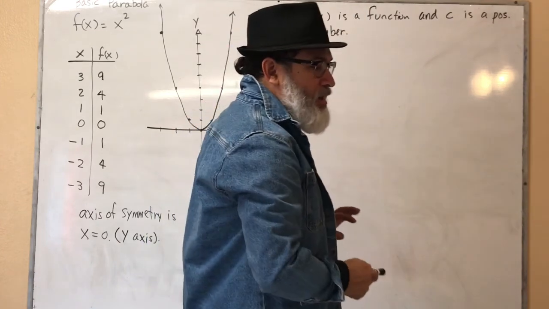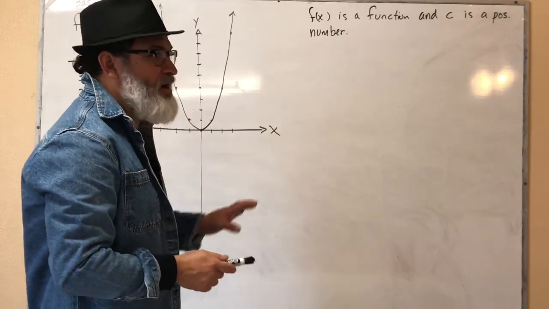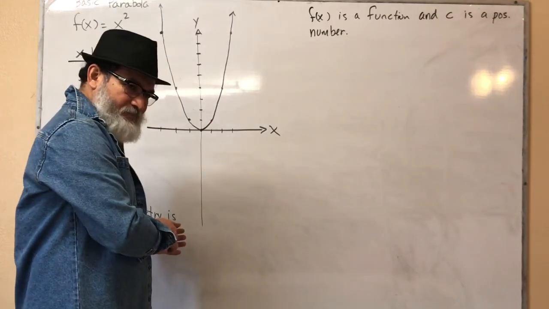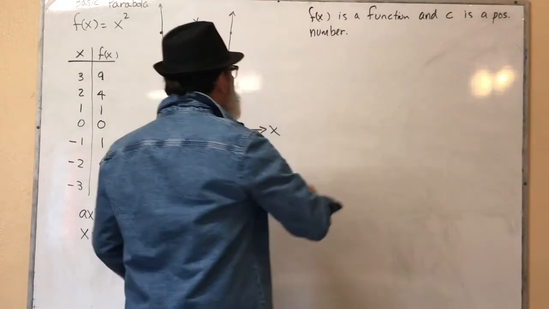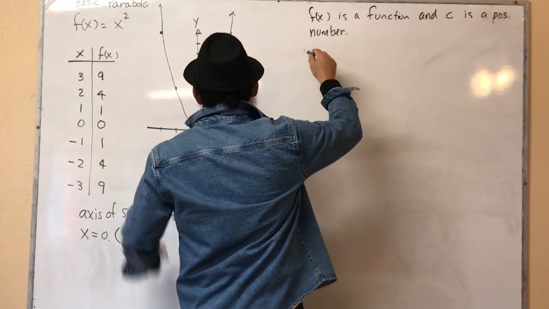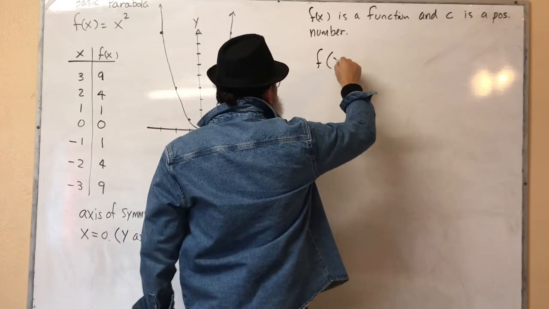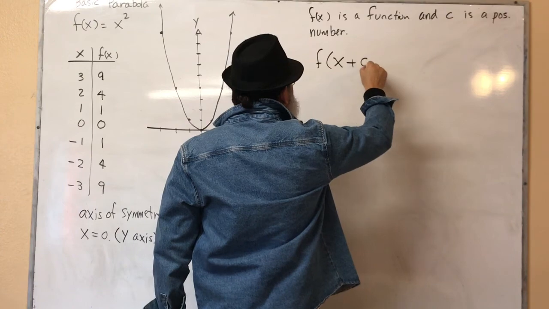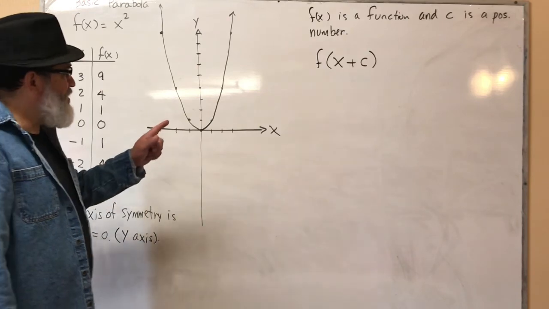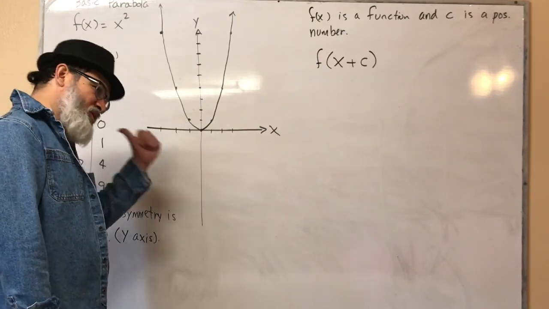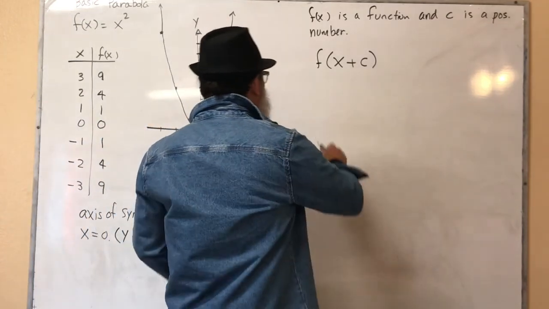If you want to shift this graph to the left, just do this. Take the function and take x and add c. This is going to shift this parabola to the left. Example. Watch this. This is an example.